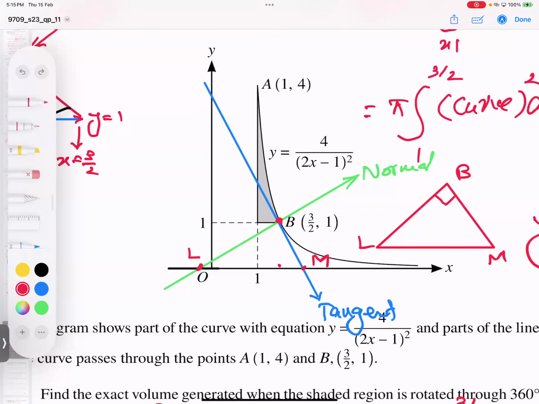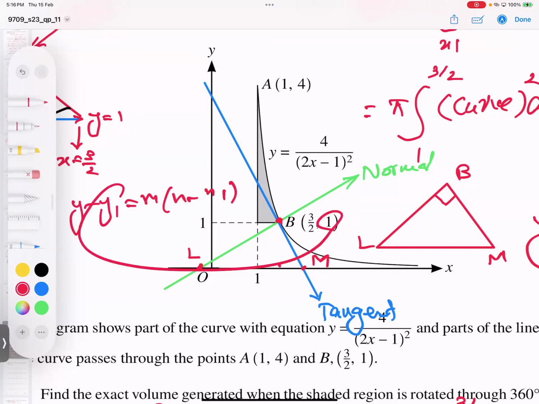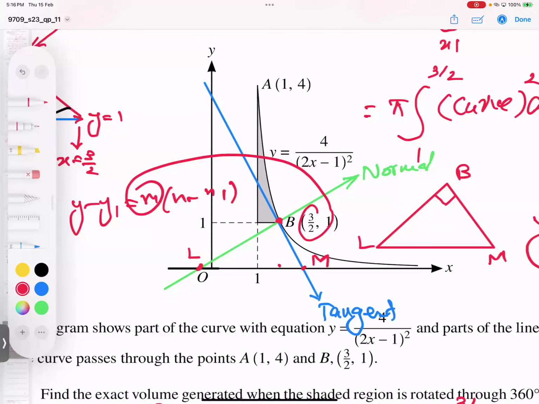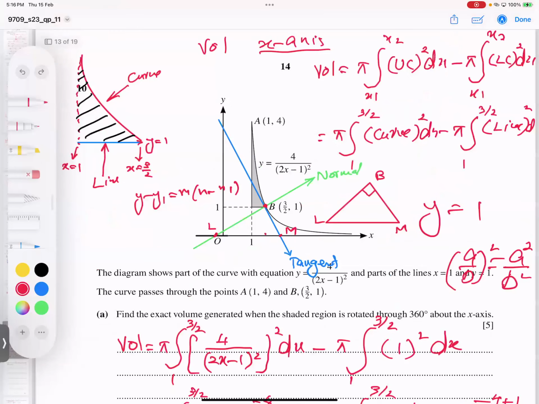Now the question will come to mind, how to find the equation of tangent? The formula we know very well: y minus y1 equals m times x minus x1. So x1 is 3 by 2, y1 is 1. From where do I get m? As a student, I will ask myself. It will come by differentiating the equation of the curve and plugging in the x value in that derivative to get the gradient m. So let's start differentiating now. I think the plan is very clear now.